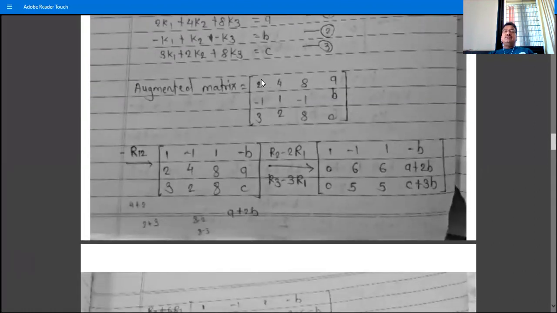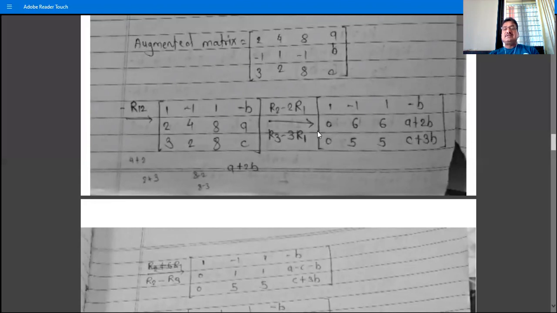So reduce this 2 to 1. The operation is R12, interchange the first and second row and change the sign of the first row. Then we have 1, -1, 1, -b as the first row. So after two operations, interchanging the first and second rows and changing the sign of the first row, we have this matrix. Then we have to reduce these two elements to 0. In the first step we have 1 at this place, then we have to reduce these 2 and 3 to 0. So the operations are R2 - 2R1 and R3 - 3R1.